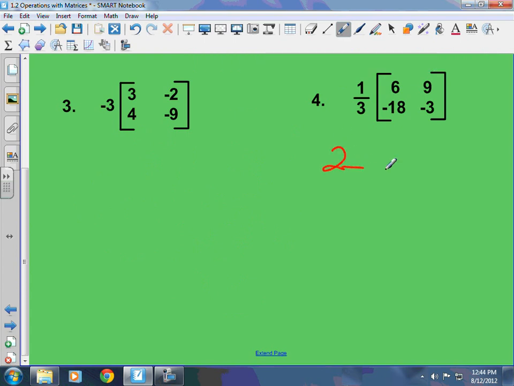1/3 times 6 is 2. 1/3 times 9, let me get rid of this little thing right here. 1/3 times 9 is 3. 1/3 times negative 18 is negative 6. 1/3 times 3 is negative 1. Sorry, that was negative 3. 1/3 times negative 3 is negative 1. There's my answer.